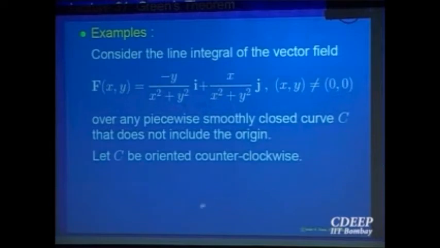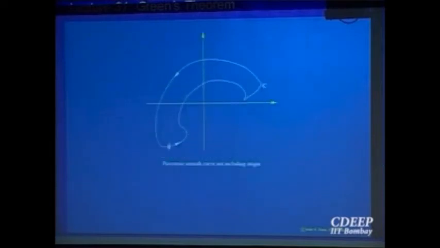Let me look at a curve like this, which avoids the origin. Look at a simple closed curve, C, of this type, so that it does not include the origin inside. Then I can apply Green's theorem for this vector field on the region enclosed by this simple closed curve, because for every point in that region, the function is defined. It is nice, smooth, the simple closed curve, no problem at all.